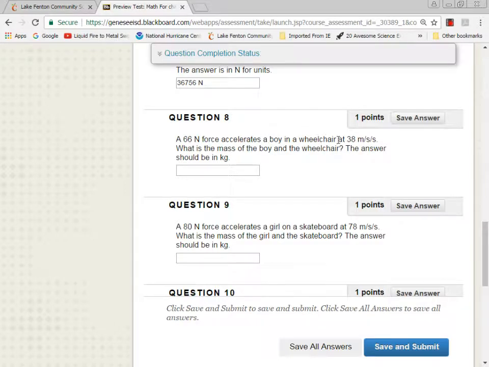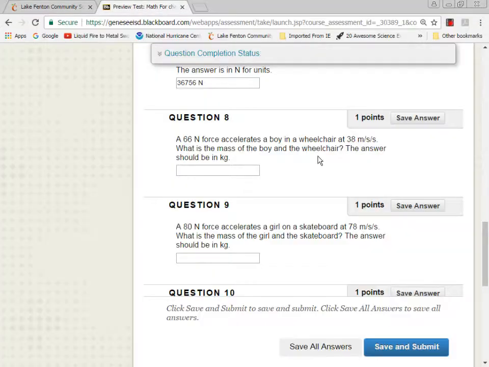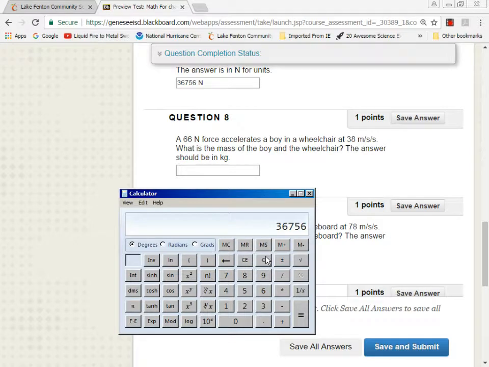a net force in a wheelchair. What is the mass? This is going right back to this question. If we're solving for mass, like in here, if we're solving for 2, it would be 10 over 5. So mass actually has to be what? Force over acceleration. And you can use these formula sheets on the test. So here you've got force and acceleration. Once again, all that is first number divided by second number.